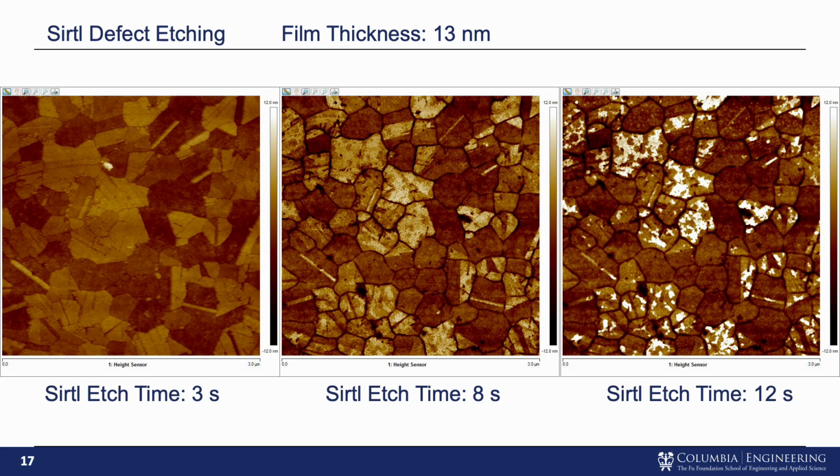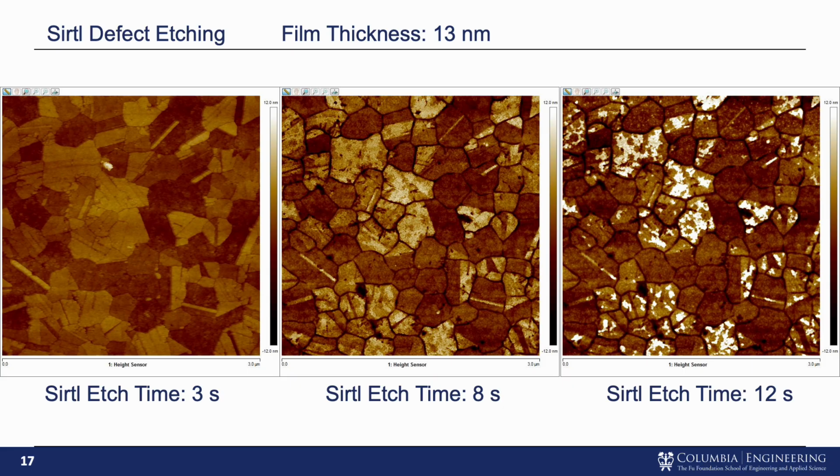This slide shows the same 3 by 3 area tracked across three different etching times: 3 seconds, 8 seconds, and 12 seconds, for the 13 nanometer polycrystalline silicon film. Because this is exactly the same region, any change we observe here is purely due to additional etching, rather than spatial variation across different samples.